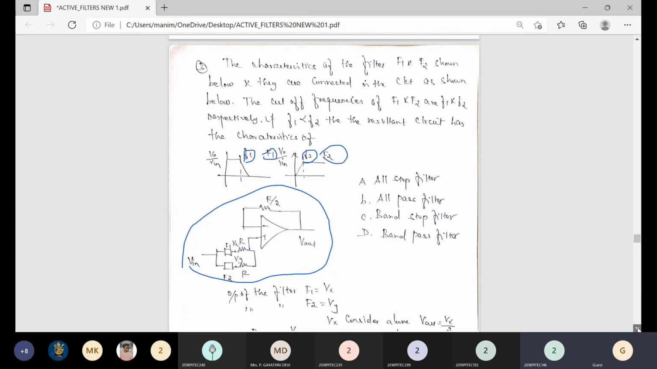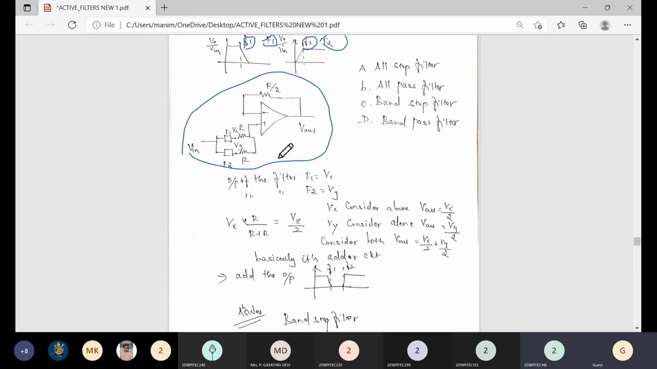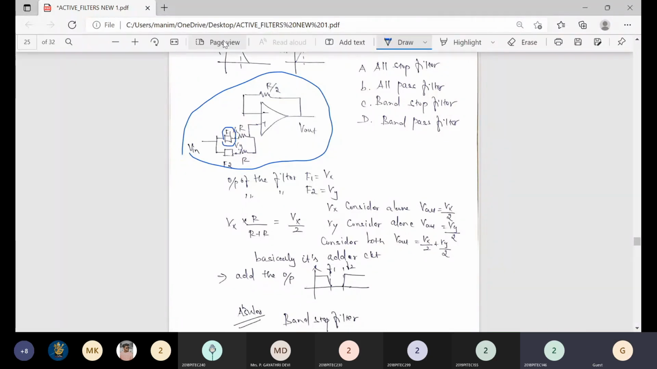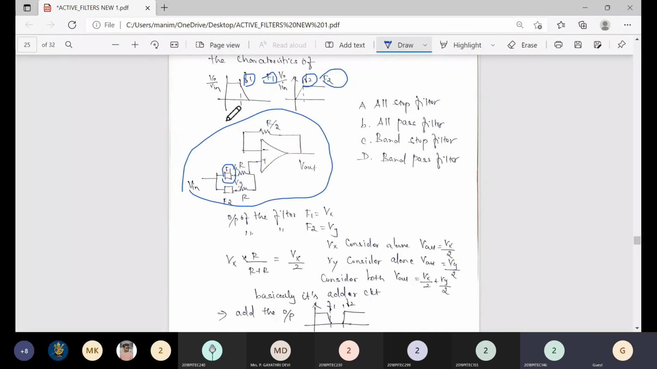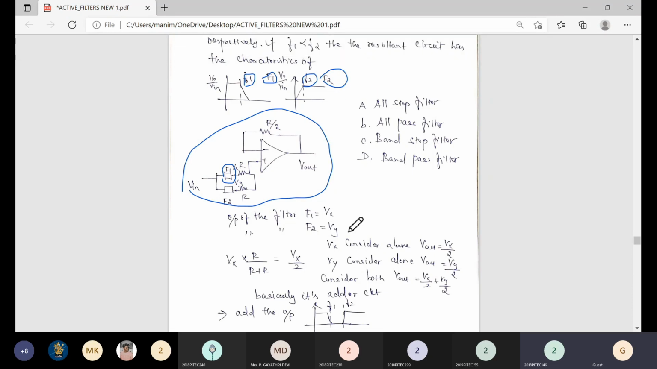So anyway, this is F1, F2, right? Listen here, all of you. The output of the filter. F1 means this frequency response, and F2 means this frequency response, right? The input of both the filters is Vin. The output of the first filter F1 is Vx, and the output of the second filter F2 is Vy. Then here, listen.